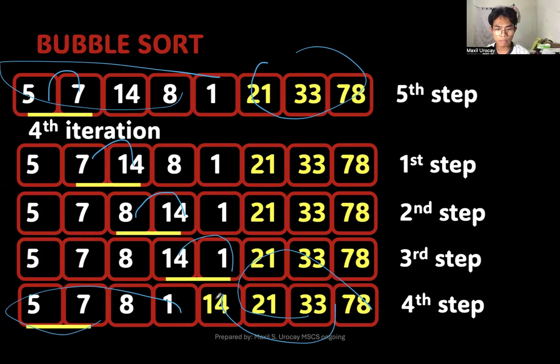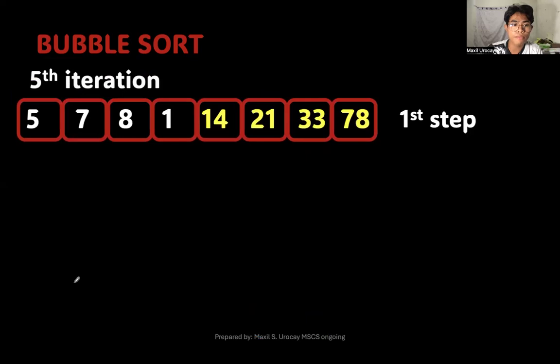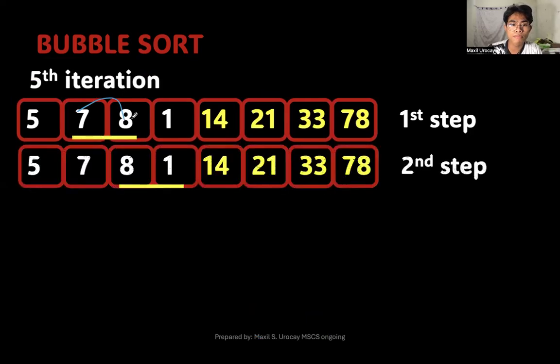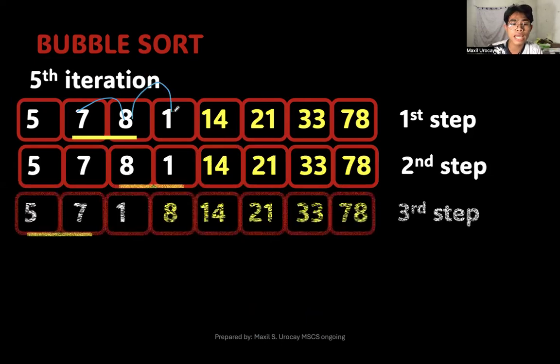Let's continue with the fifth iteration. Let's compare 5 and 7. They are already in place, so there's no need to swap. 7 and 8 are already in place, there's no need to swap. 8 and 1, we swap the two for the third step.